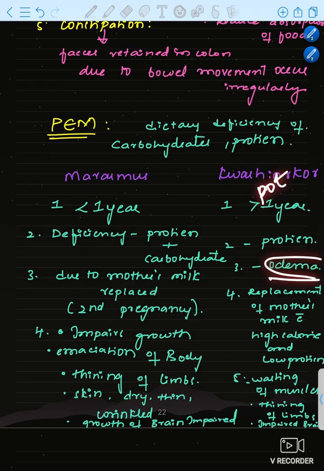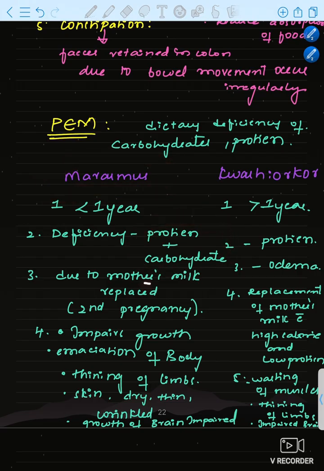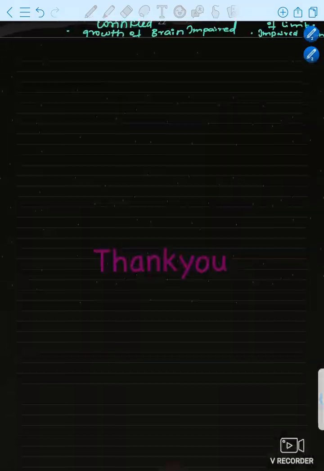Okay, pot belly. What is the reason? In marasmus, these two deficiencies occur because mother's milk is replaced with other supplementary food, since a second pregnancy occurs. Why does kwashiorkor occur? Replacement of the mother's milk with high calorie food. Calorie deficiency is not there, it is high calorie and low protein. That's why protein deficiency occurs. This is all about PEM.